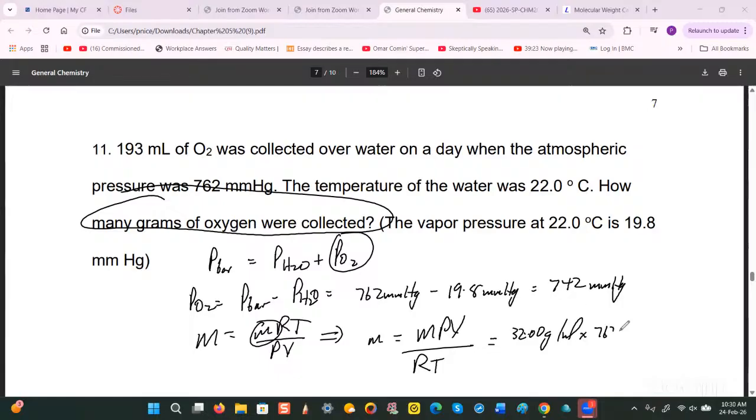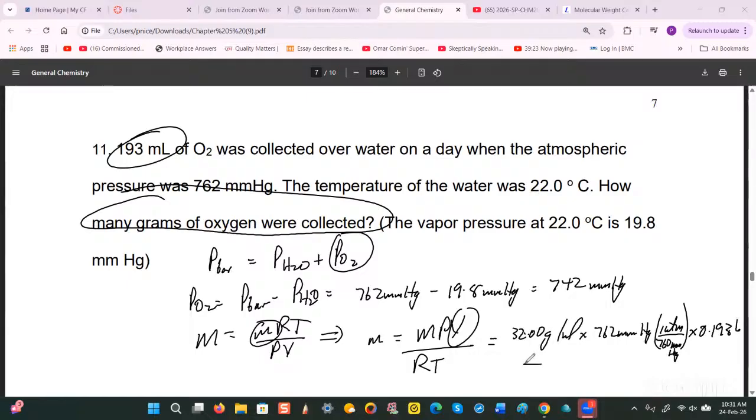762 millimeters mercury. But I have to convert this to atmospheres. So I'm going to multiply that by 1 atmosphere above and 760 millimeters mercury below. All right. And then I'll multiply by the volume, which is given in milliliters. I would have to convert that to liters. When I do that, I'm going to end up with 0.193 liters.